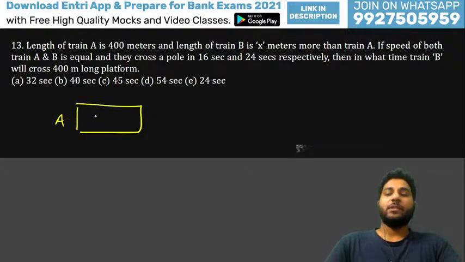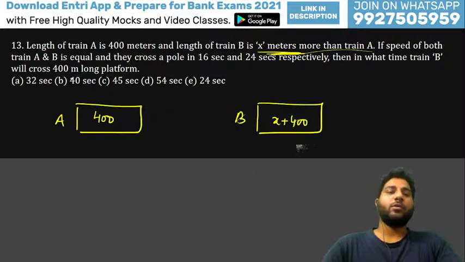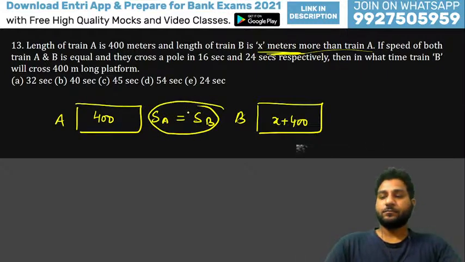Look at this, the length of train A is 400 meter, and length of train B is x meter more than train A, that means x plus 400. Remember, if speed of both train is same, so SA has to be equal to SB. Clear?